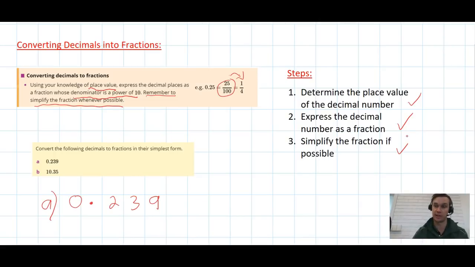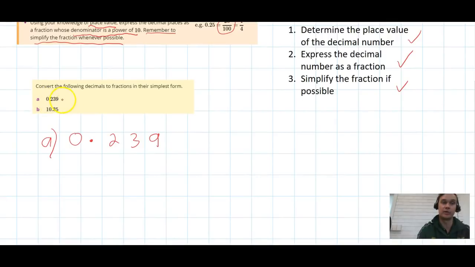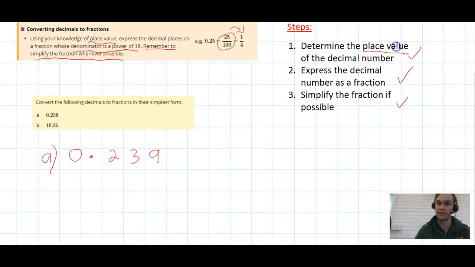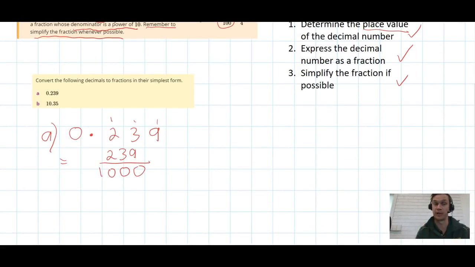So we're going to do a couple of examples here, and I'll show you why these ones are different. The first one is convert the following decimal to a fraction and then into its simplest form. So I've got here 0.239. First I need to determine the place value of the decimal number. So we have tenths, hundredths, thousandths. So really what this is is 239 thousandths. What I've done there is expressed that as a fraction because I know the place value. Now I can't simplify this anymore, so this is the answer. So 0.239 as a fraction is 239 over 1000.